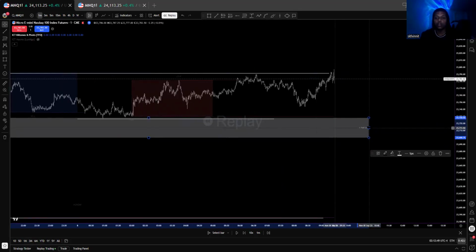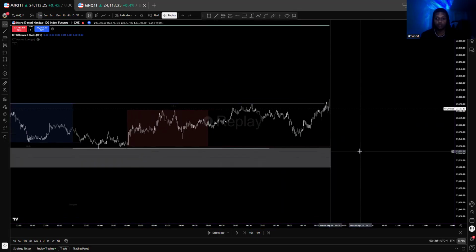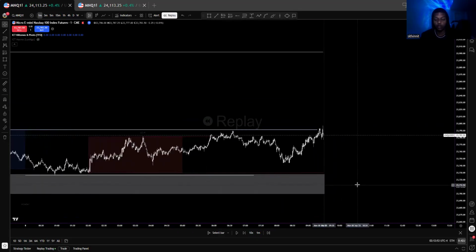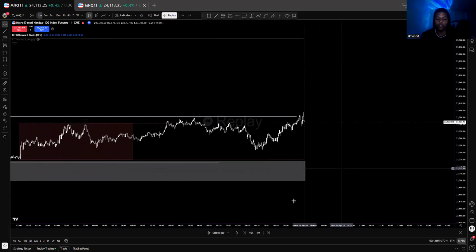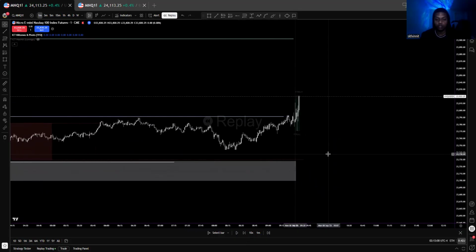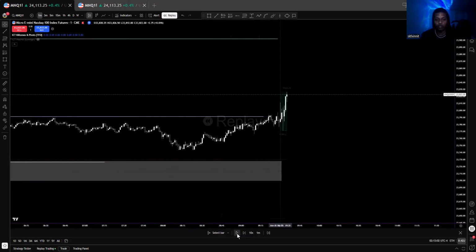Once you've marked out all your higher time frames, fair value gaps, high time frame liquidity zones, everything, you don't have to stay in that time frame. You're just going to have that as a confluence, right? So we actually swept that.